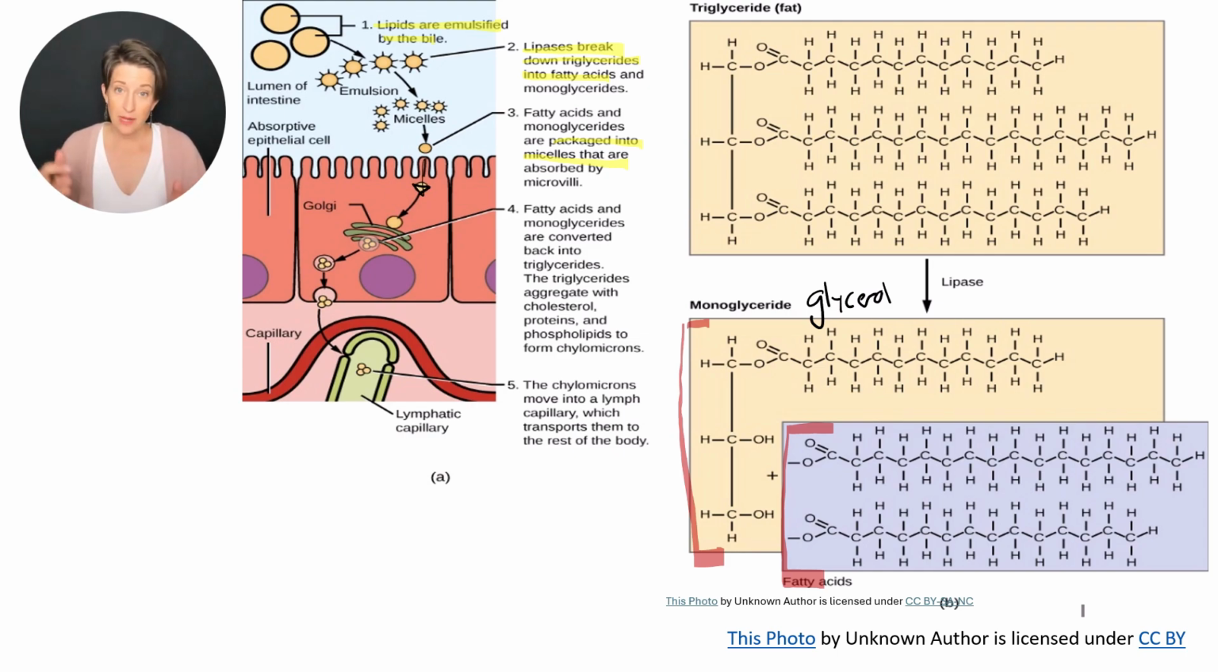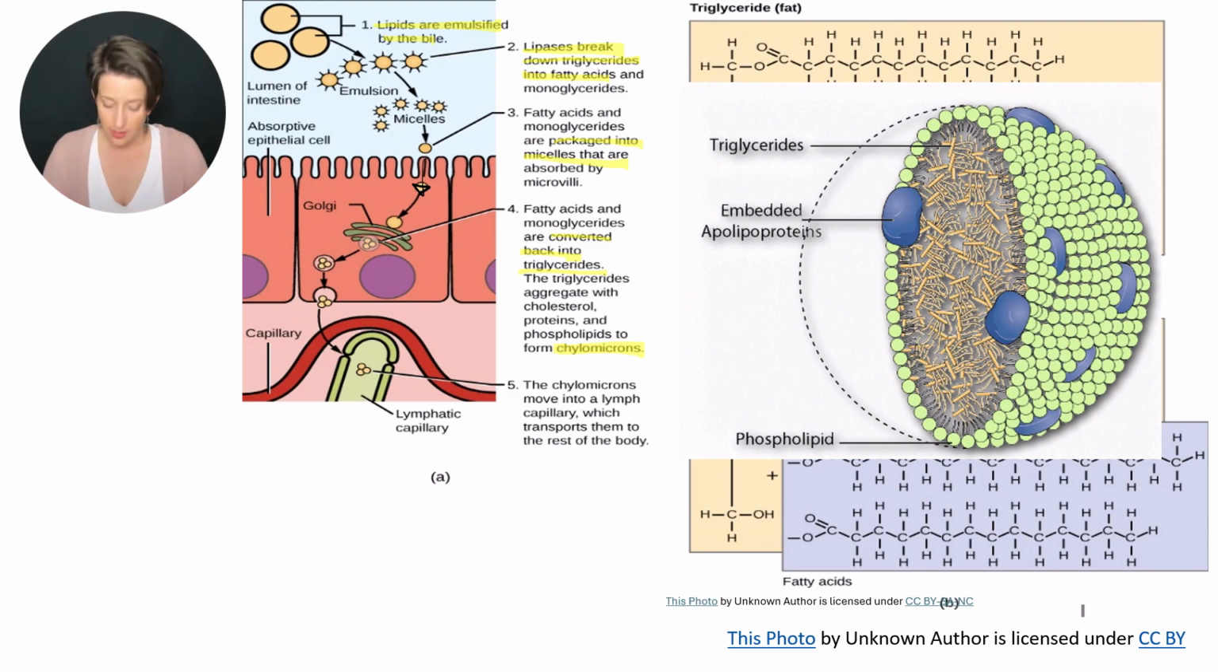These are going to pass into the microvilli of the small intestine. And here they are going to be converted back into the triglycerides. So we have to break them down to go through a cell wall of the small intestine. Then within that cell, they're going to get built back up. It's ridiculous. And then those triacylglycerols and cholesterol and some lipoproteins, they're all going to aggregate together into what's called a chylomicron.